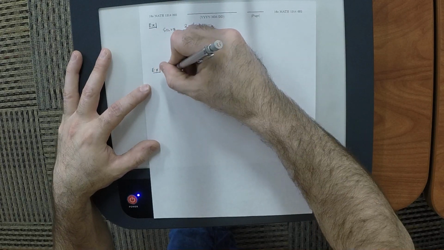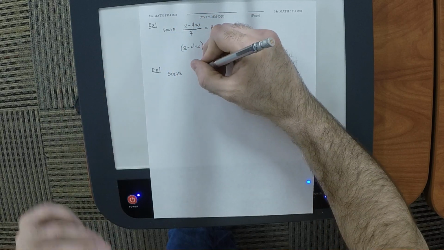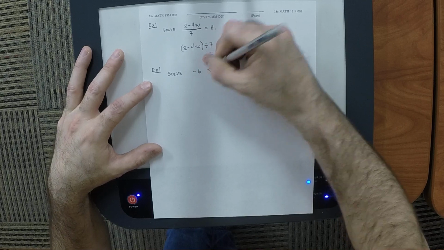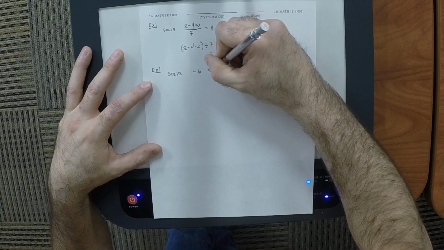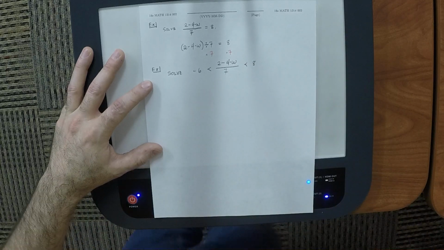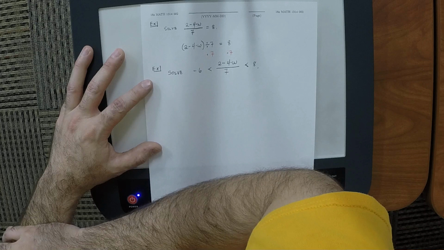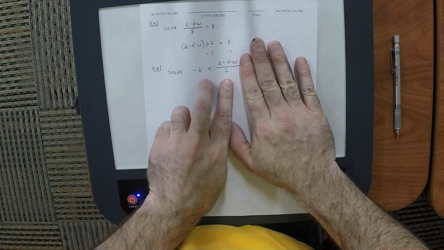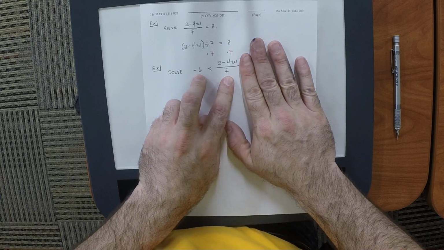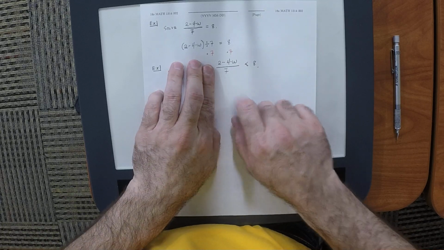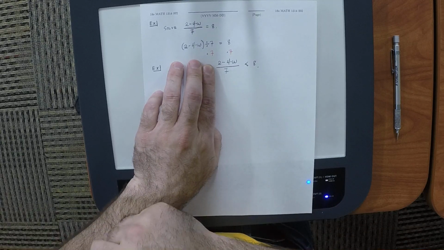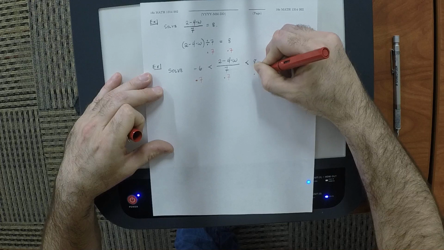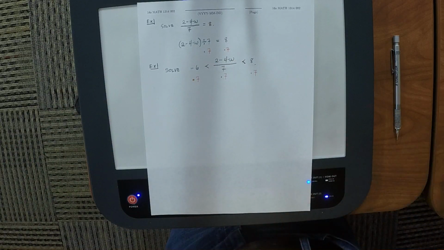Please solve negative, I don't know, 6 less than 2 minus 4W over 7 less than 8. So what do we need to do? Multiply by 7, right? Because if we were solving just that inequality, the first order of business would be to multiply both sides by 7, and the same for the other inequality. So we're going to multiply all positions by 7. Of course, the purpose is to get rid of that over 7 in the middle.